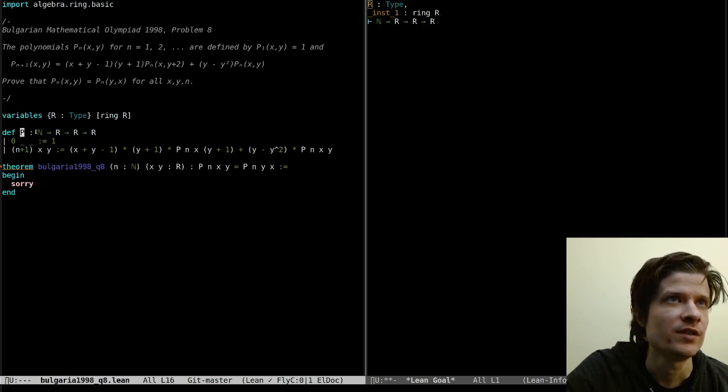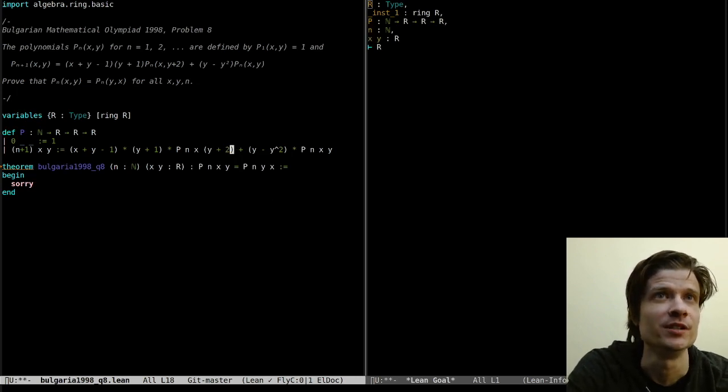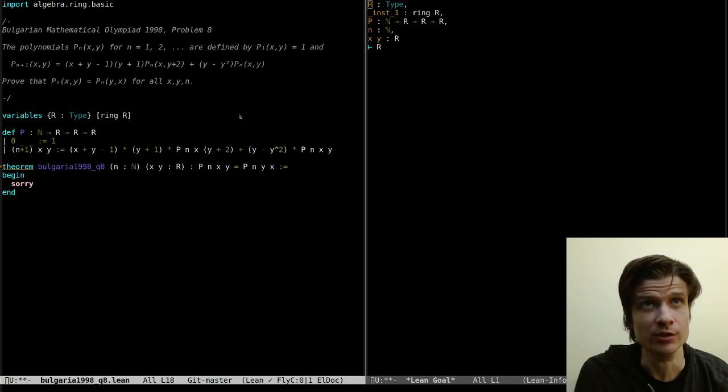So I believe this faithfully transcribes that informal definition up there, x plus y minus 1 times y plus 1 times P of n x y. Oh, it does not. I did do y plus 2 here. Indeed, in the book it is y plus 2.